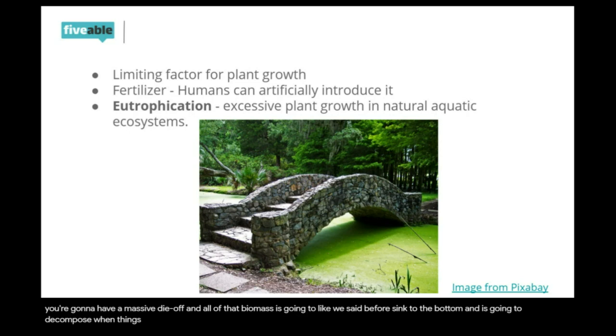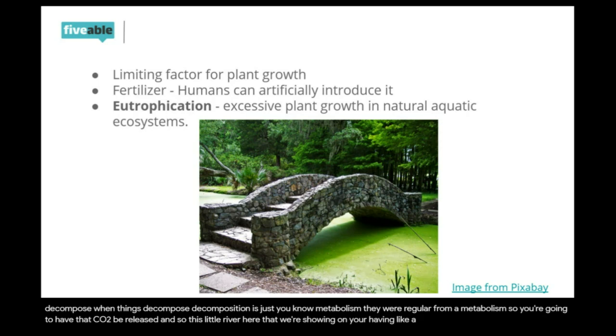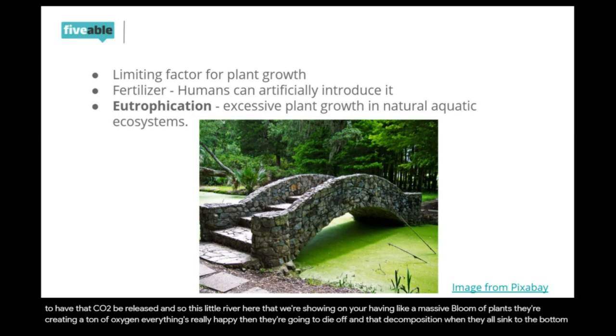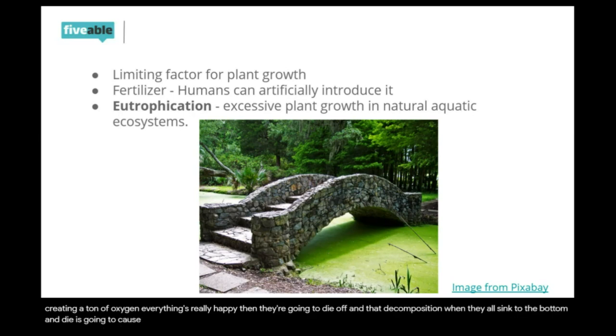Decomposition is just metabolism, a regular form of metabolism. So you're going to have that CO2 be released. And so this little river that we're showing, you're having a massive bloom of plants. They're creating a ton of oxygen. Everything's really happy. Then they're going to die off. And that decomposition, when they all sink to the bottom and die, is going to cause a ton of carbon dioxide to be released into this little river.